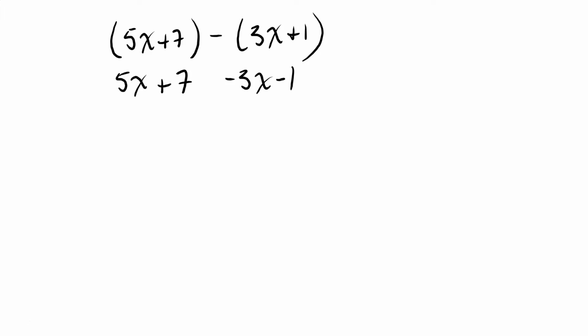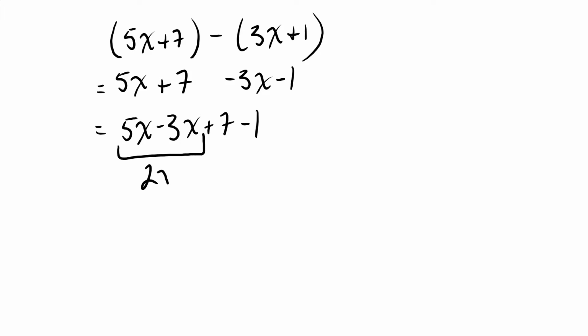So now we want to collect the like terms again. So we've got the 5x minus the 3x plus 7 minus 1. Collecting the x's, 5x minus 3x is 2x. 7 minus 1 is 6. So my final simplified expression is 2x plus 6.